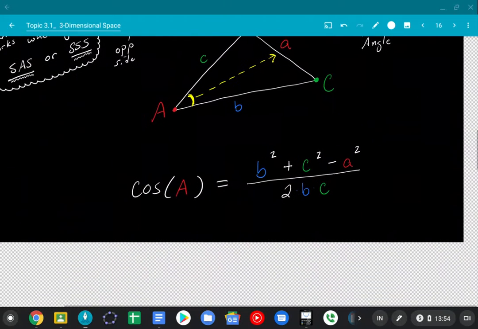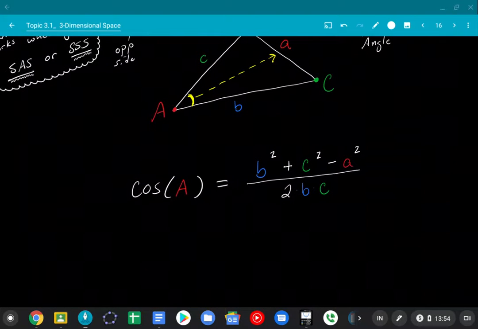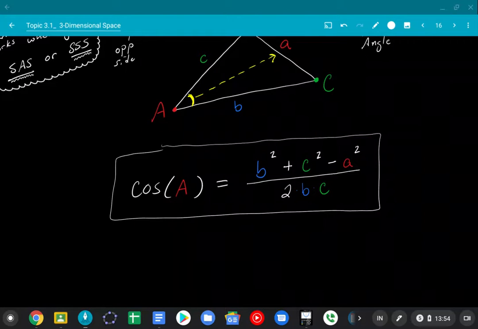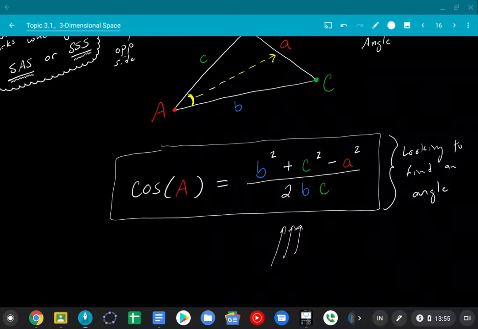And in order to get cosine theta or cosine A by itself, if I solve for A, this is another one that sometimes students like to memorize, because this is the one I would use if I'm looking to find an angle. Because then I can just plug all my sides in over here, right? And I can just take the inverse cosine and I'm done. So there you go. It's a nice little setup.